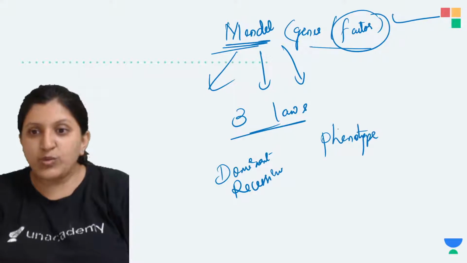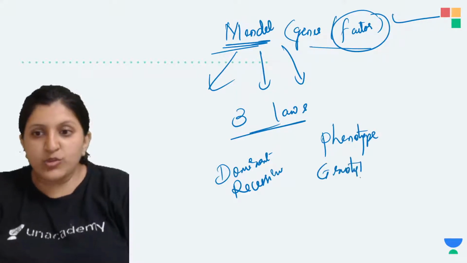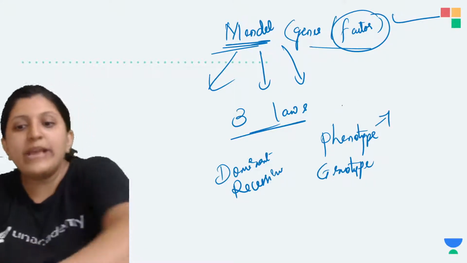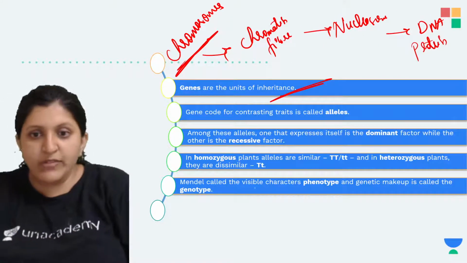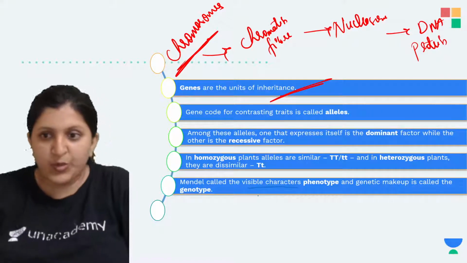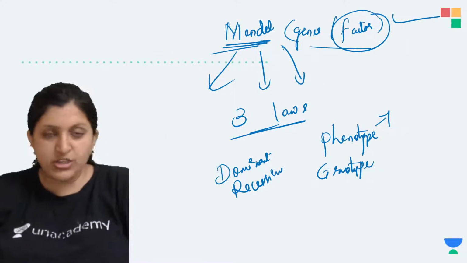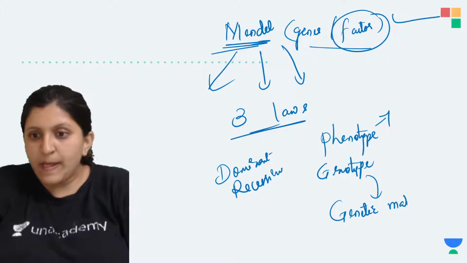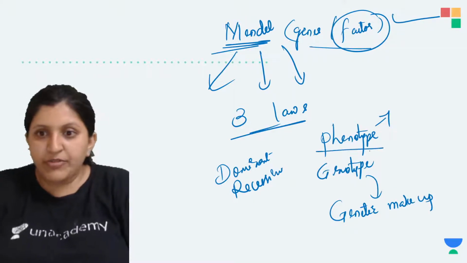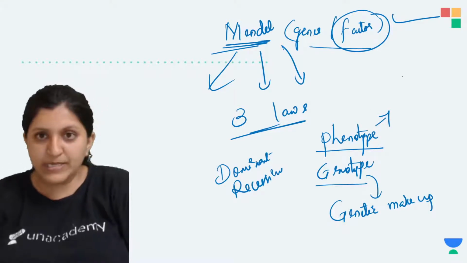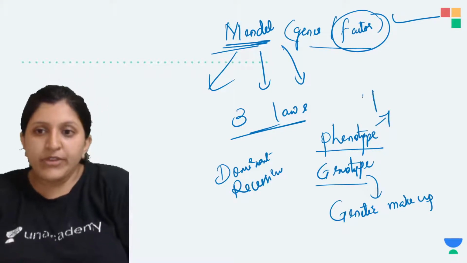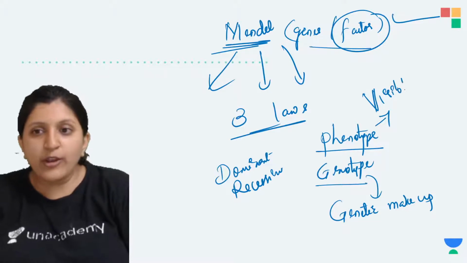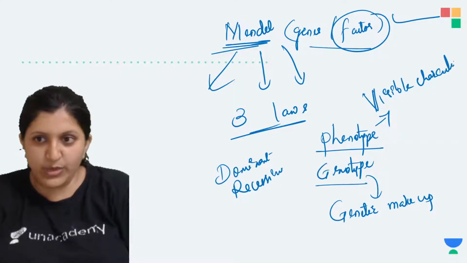So what exactly is phenotype, or what exactly is genotype? Phenotype is basically a physical expression, how exactly it appears. This is a visible character we call a phenotype. The genetic makeup is called the genotype. So genotype is the genetic makeup, and phenotype is the physical appearance or visible character. For your understanding, we can go with visible character.